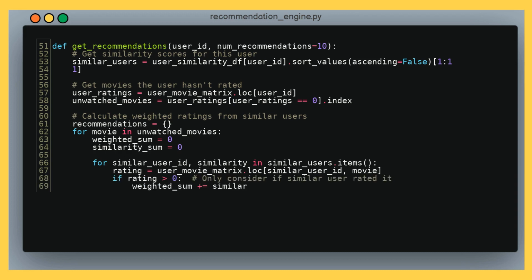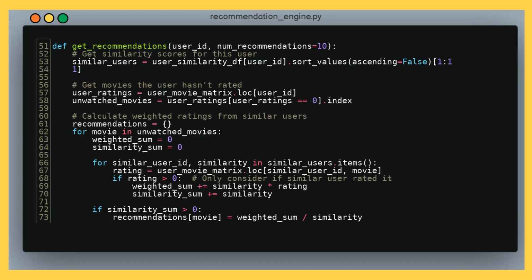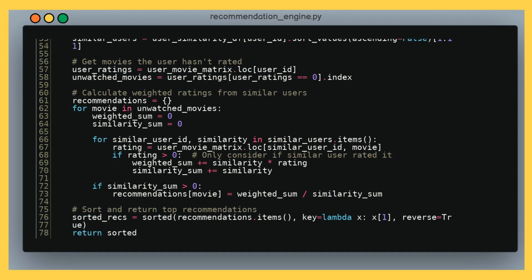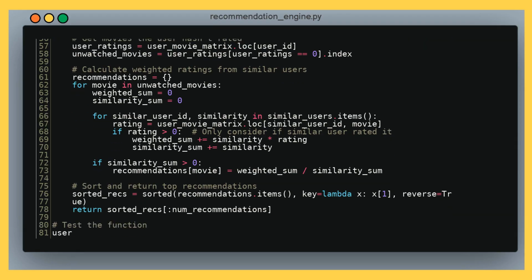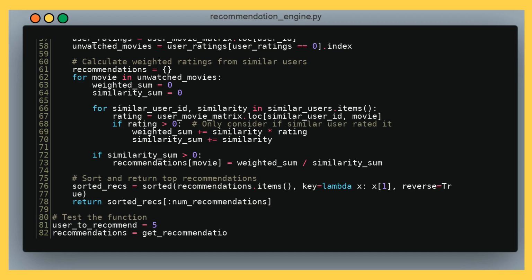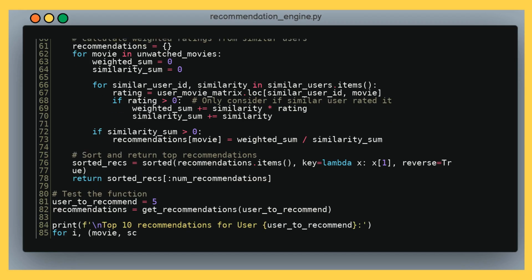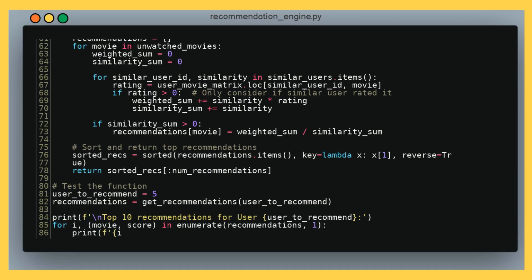For each unwatched movie, it calculates a weighted average rating from similar users. The weight is the similarity score, so more similar users have more influence. The formula is predicted_rating equals sum(similarity * rating) / sum(similarity). This gives us a predicted rating for each unwatched movie. Finally, we sort by predicted rating and return the top 10. The test section demonstrates calling this function for user 5 and printing formatted results with movie titles and predicted ratings rounded to 2 decimal places.